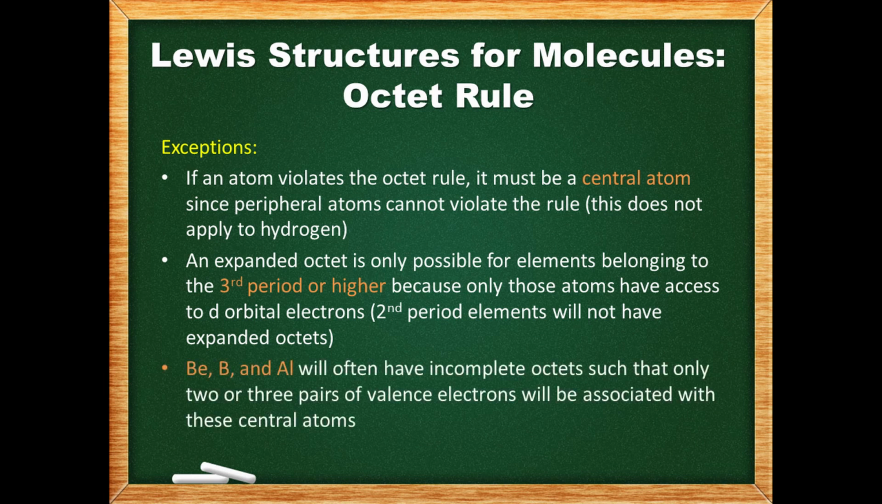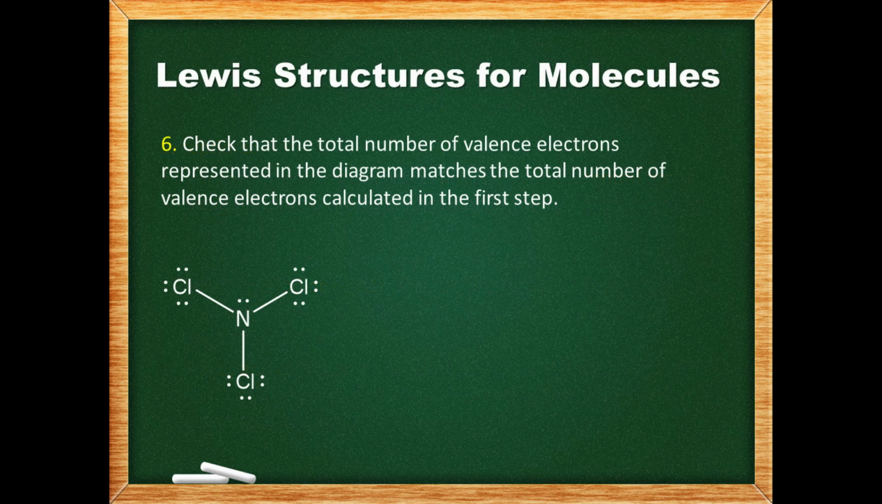Beryllium, boron, and aluminum atoms will often have incomplete octets such that only 2 or 3 pairs of valence electrons will be associated with these central atoms. Returning to our example, the final step is to check that the total number of valence electrons represented in the diagram matches the total number of valence electrons calculated in the first step. We have an electron pair on the nitrogen, 6 electrons surrounding each of the 3 chlorines, and 3 bonds containing 2 electrons each. This gives a total of 26, the same number that we calculated at the very beginning of this example. Therefore, this is our Lewis structure for nitrogen trichloride.